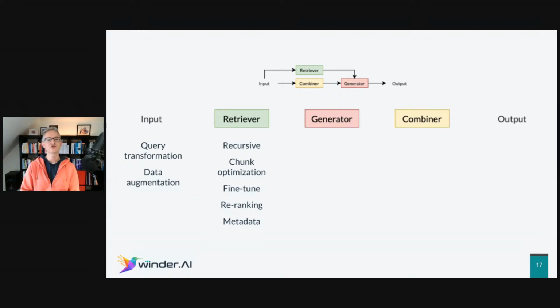You could improve the retriever in many different ways. All of the retrieval specific literature is up for grabs. You could recursively retrieve information. You could optimize chunk retrieval. You could fine tune the retriever. You could use metadata like local results and re-ranking models and many more.